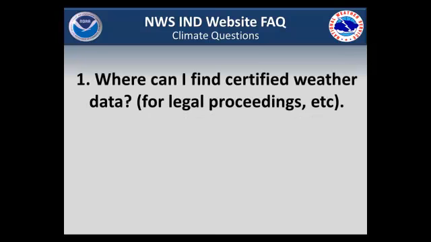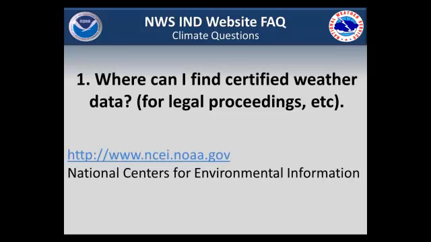One common question is, where can I get certified weather data? Certified data is needed for legal proceedings. There is only one location to get certified data, and that is from the National Centers for Environmental Information, or NCEI for short. This was previously known as the National Climatic Data Center. The website address is shown here on the screen.